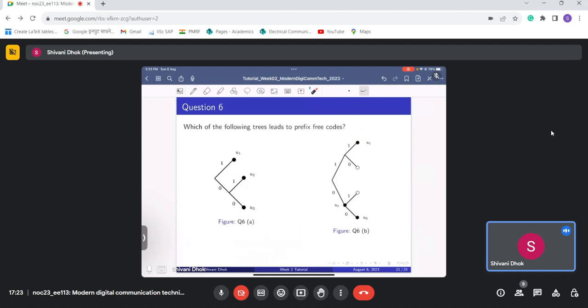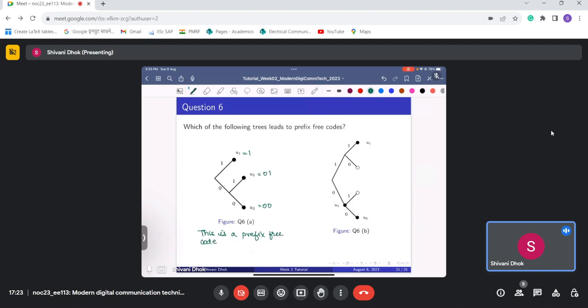So if you observe, let us go part by part. The first one here is U1 and it is simply 1. Okay, so this U1 is 1. Now if we look here, this U2 is 0, 1. And this U3 is 0, 0. Now if you observe here, 1 is not at all a prefix of U2 and U3, which means this is a prefix-free code.